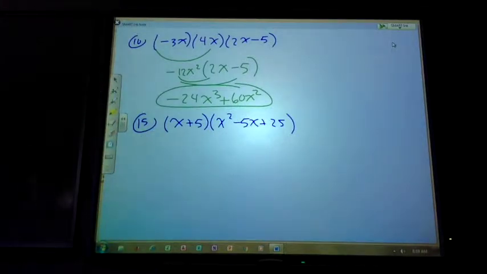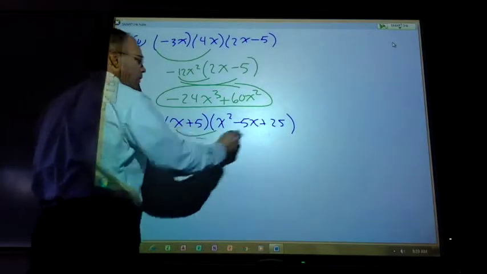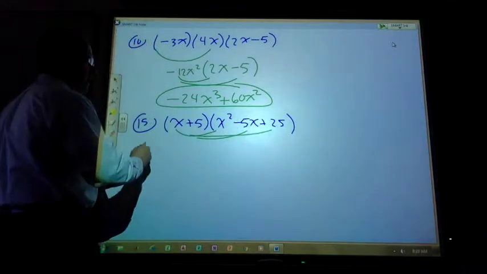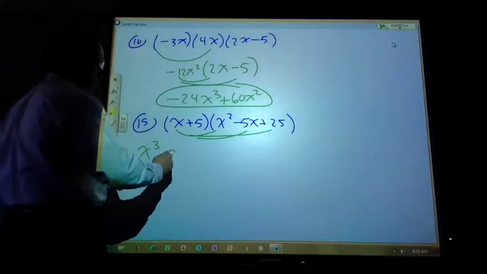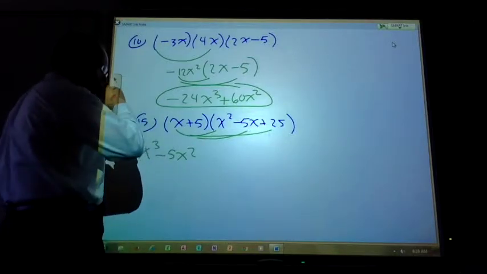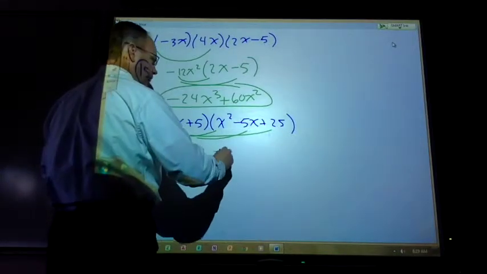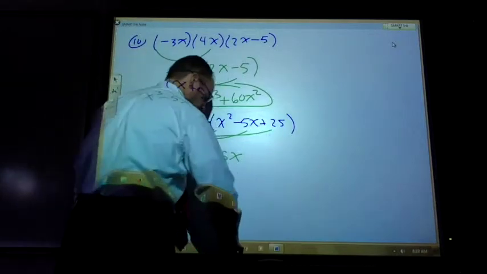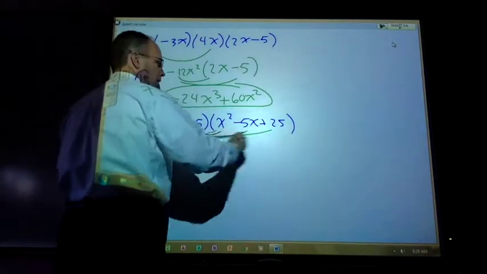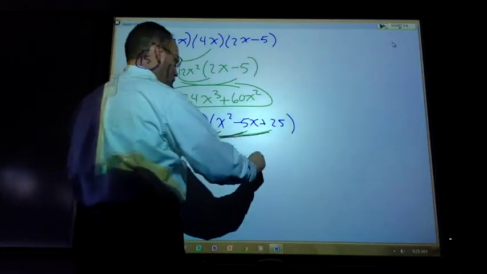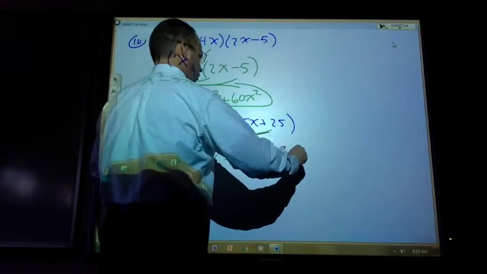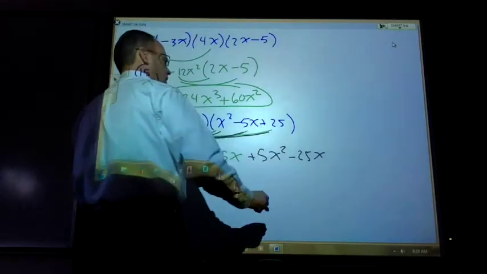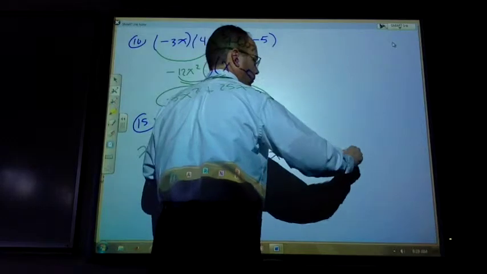For 15, I'm going to distribute the x to all 3 terms first. So I'm going to get x to the third minus 5x squared plus 25x. And then I'm going to distribute the 5, so I get plus 5x squared minus 25x plus 125.